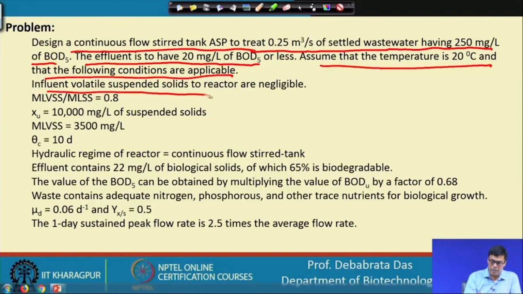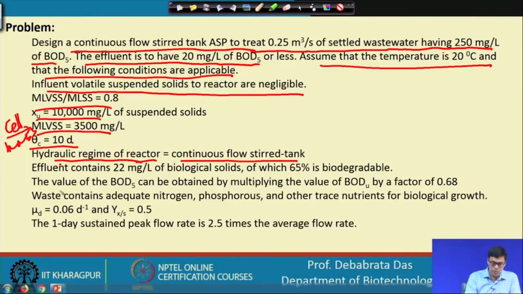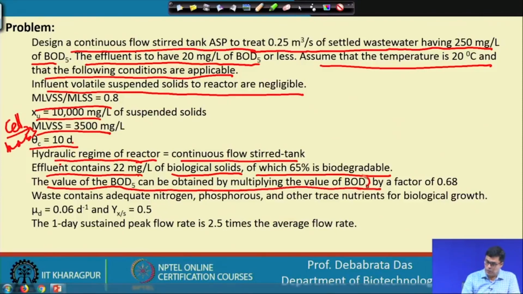The effluent volatile suspended solids from the reactors are negligible. MLVSS, Xu, means the cell mass concentration in the reactor. Theta c is the solid retention time. The hydraulic regime of the reactor is a continuous flow stirred tank reactor. The effluent contains 22 milligram per liter of biological solids, which are 65% biodegradable. The value of BOD5 can be obtained by multiplying the BODU, the ultimate BOD, by a factor of 0.68.